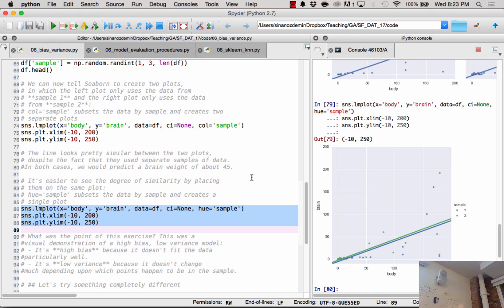This is a low variance, high bias. A lot of wrongness, but very stable. Very stable. Does that make sense? A little bit more sense? Totally different data sets, but the lines still ended up the same.